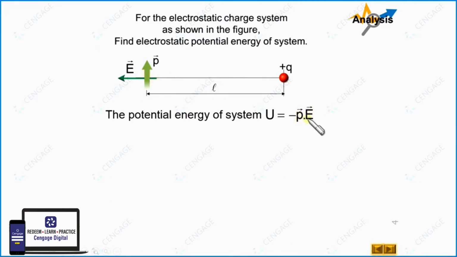Now we can write this dot product as P is the dipole moment, E is the electric field, and the electric field magnitude because of this point charge will be equal to 1 upon 4 pi epsilon naught Q divided by L square, and the angle between these two is 90 degrees. So we'll write minus P multiplied by 1 upon 4 pi epsilon naught Q divided by L square cos 90, and cos 90 we know is equal to 0. That's why the potential energy of the system is equal to 0. Okay. Now let us move to the second illustration.